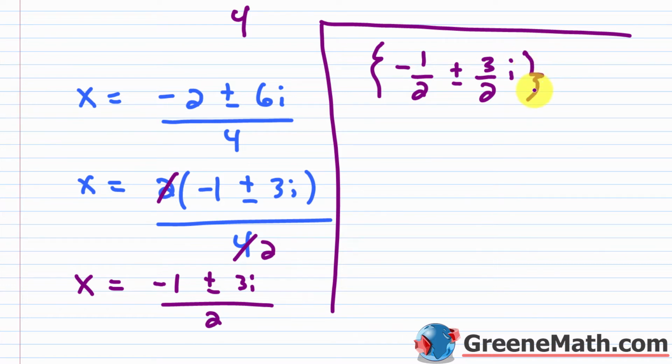Maybe I can make those brackets a little bit better. Let me try to make this one a little bit better like that. And of course, this is two different solutions, right? You have negative 1/2 plus 3/2 times i, and then you have negative 1/2 minus 3/2 times i.